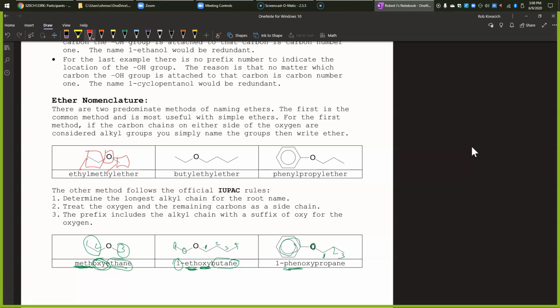And the next one is going to be butyl ethyl ether. Why? Because on one side of my oxygen, I've got 2 carbons, and on the other side of my oxygen, I've got 4 carbons. And then the last one is phenyl propyl ether. Why? Because on one side of my oxygen, I've got a phenyl group, and on the other side of my oxygen, I've got 3 carbons. So you can use either nomenclature to describe those. You probably see some of these names if you go to a hardware store looking for maybe paint thinner or some other kind of solvent.